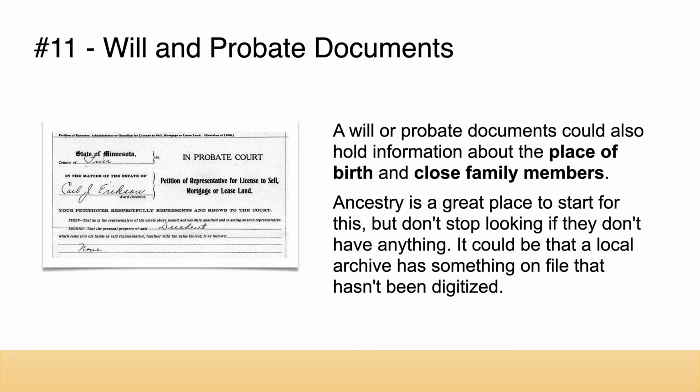When you are looking for somebody's home parish, any clues about the early life is important. So a birth date, a date of immigration, or any other detail like that is something to note, and those details add up eventually. If you are trying to find a will or probate documents, Ancestry is a great place to start for this. But please don't stop looking if they don't have anything, because many of these types of documents have not been digitized. So it could be that a local archive has something for you that they can pull up. Research the area where your ancestor passed away to see where those types of documents would be held.